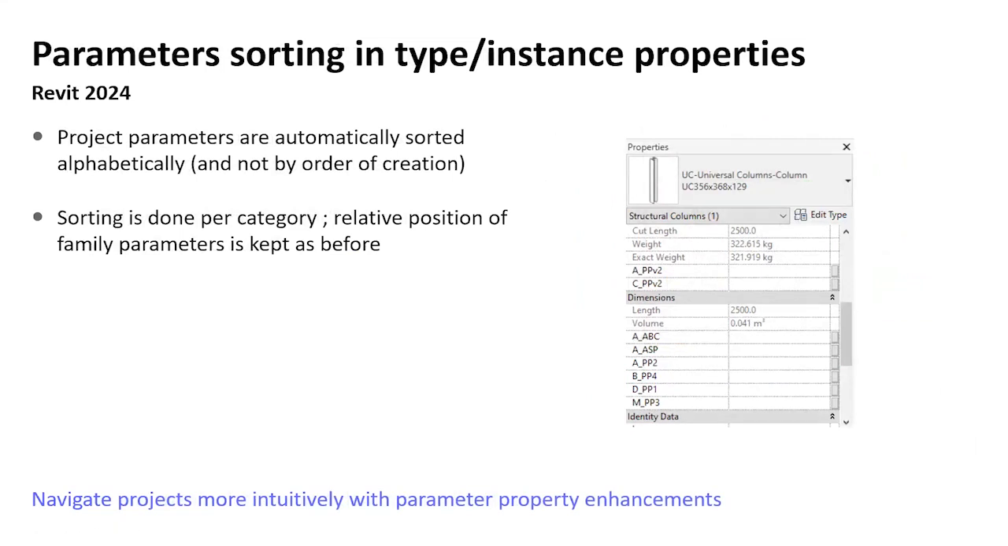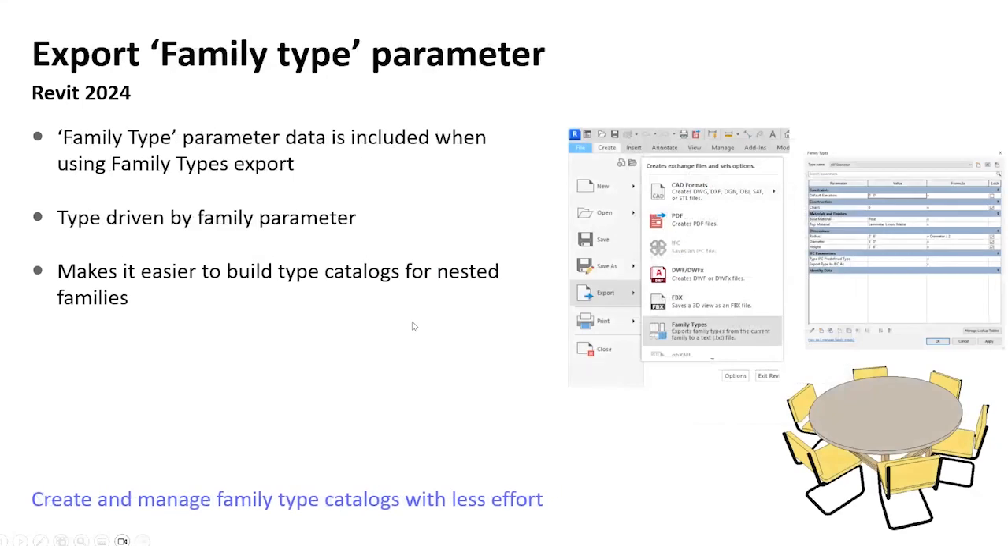Speaking of more flexibility, project parameters were previously sorted at date time creation. Now they can be sorted alphabetically in type and instance property dialog box. So these are really nerdy things that the Revit geeks really love to see. Speaking about Revit geeks, when you're dealing with family parameters, you have the ability to export, helping the create type catalogs with less effort.